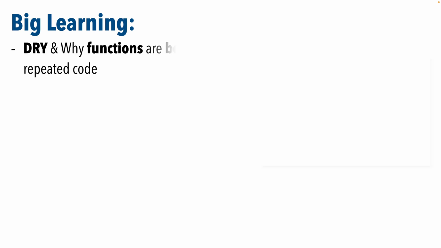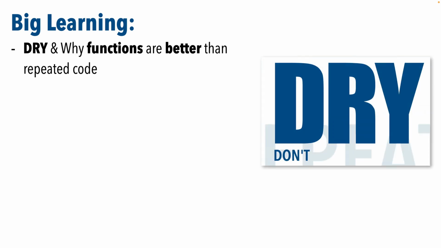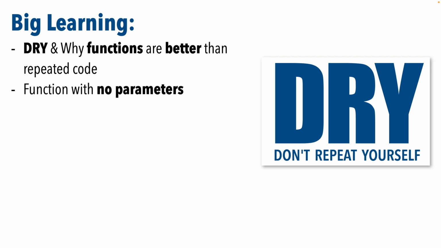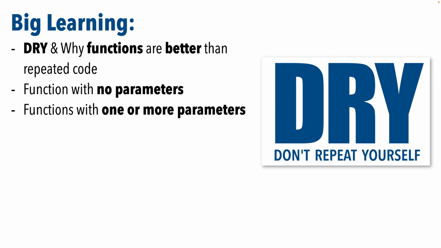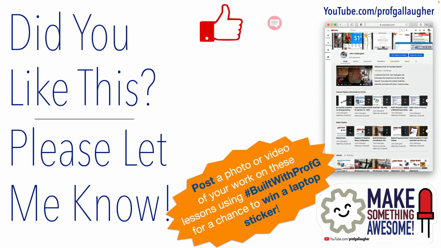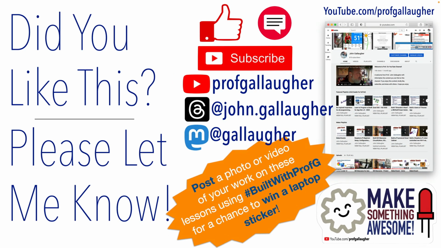learning. We learned about DRY, don't repeat yourself, and why functions are better than repeated code. We coded a function with no parameters, but also functions with 1 or more parameters, and we learned the term refactoring. So Functacular function phenoms, buckle up for some more big learning, because there are more key funky concepts in the next lesson, where we'll tackle variable scope and functions with return values. Plus, we'll have a big challenge at the end of the next lesson that tests your knowledge of concepts over the last few lessons. Until then, continue to make something awesome.